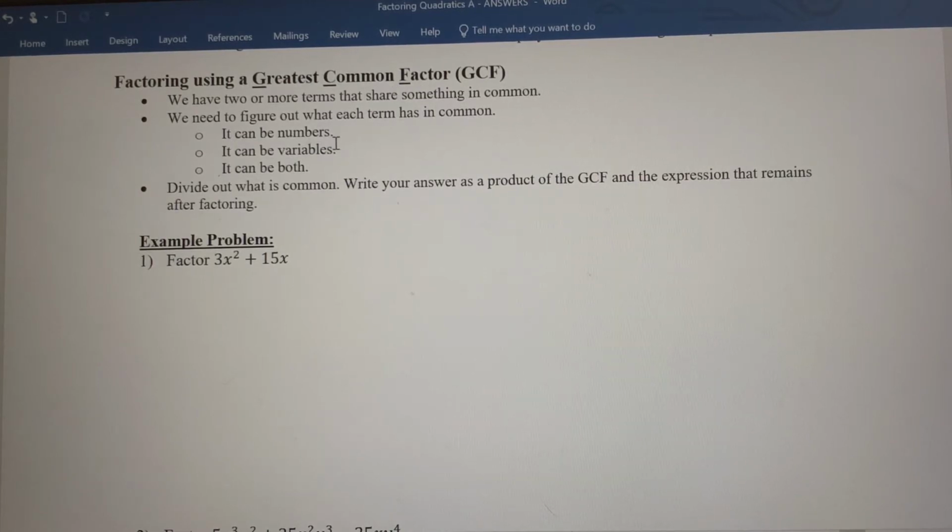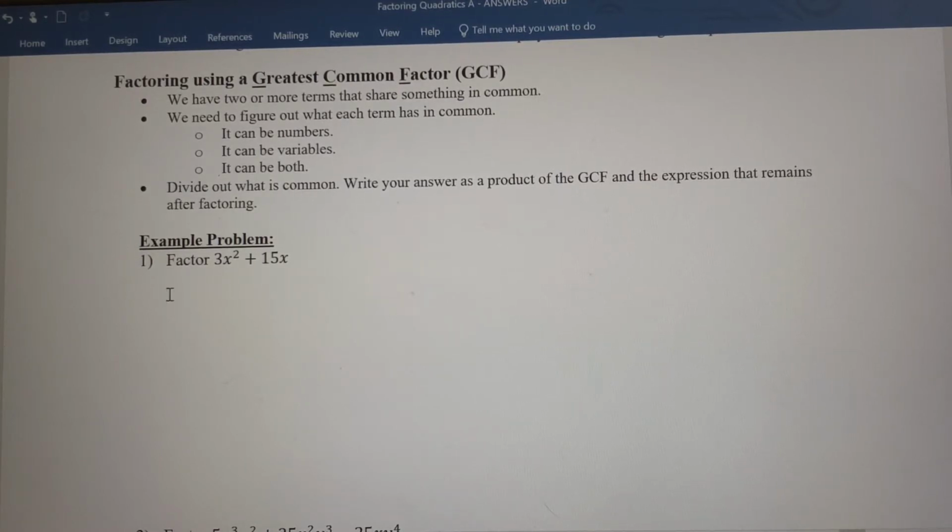Do they have any numbers in common? Do they have any variables in common? Is there a combination of both of those things that they have in common? And if they do, we want to factor or divide out what that common expression is. Now, when we factor out, your answer is going to be the product of whatever you've factored out and what's left over, what remains after that factoring process.